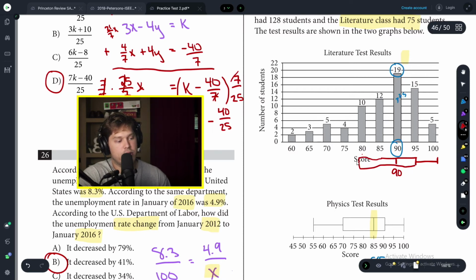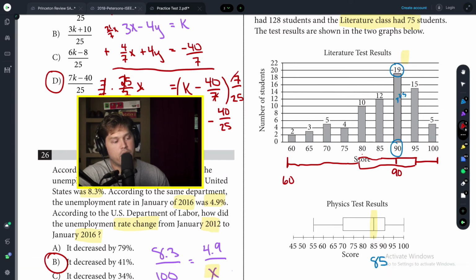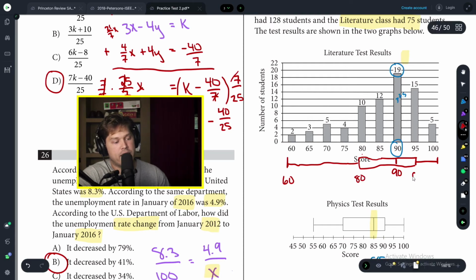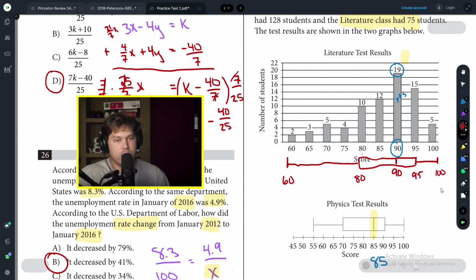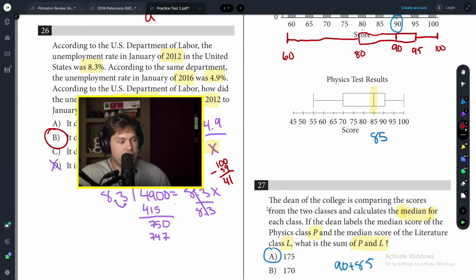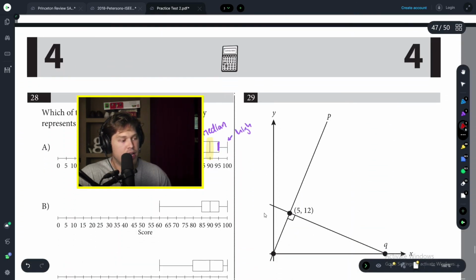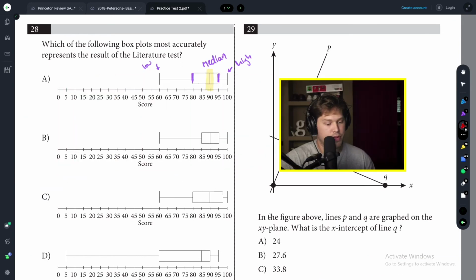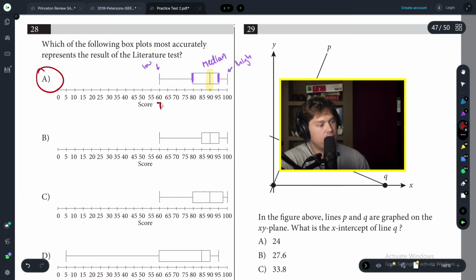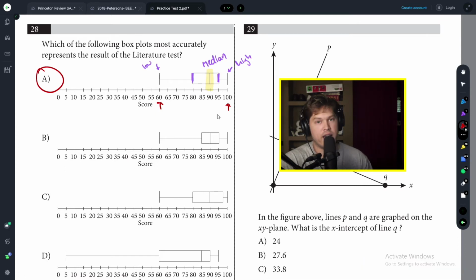And so our Box-and-Whisker plot will look like this, where our lowest is at 60, our lower quartile median is at 80, our upper is at 95, and our top range is at 100. So this is what our Box-and-Whisker plot would look like here. Let's go down and see which value it is. So for number 28, move me to the side again, it looks like choice A is accurate. Our lower is 60, our upper is 100, our lower median is 80, and our upper median is 95.